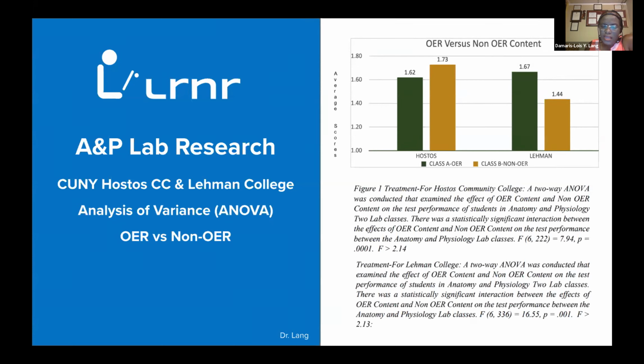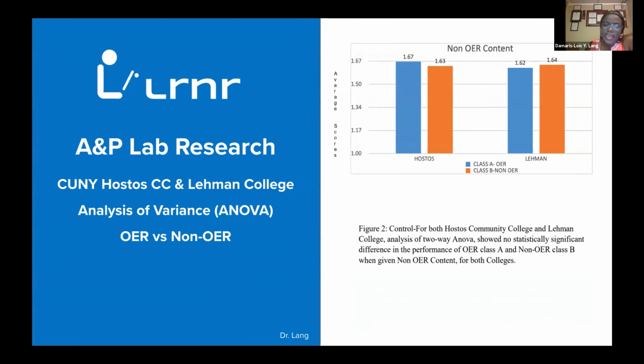But then when we looked at the 4-year college, what we saw, which was quite interesting, was that the students in class A, the open educational resource class, did better than the students in the non-OER class. And that was quite a finding. And I personally did not expect that. Of course, we had to put a control in place where we gave non-OER content questions to both class A and class B in both colleges, and there was no statistical significance.